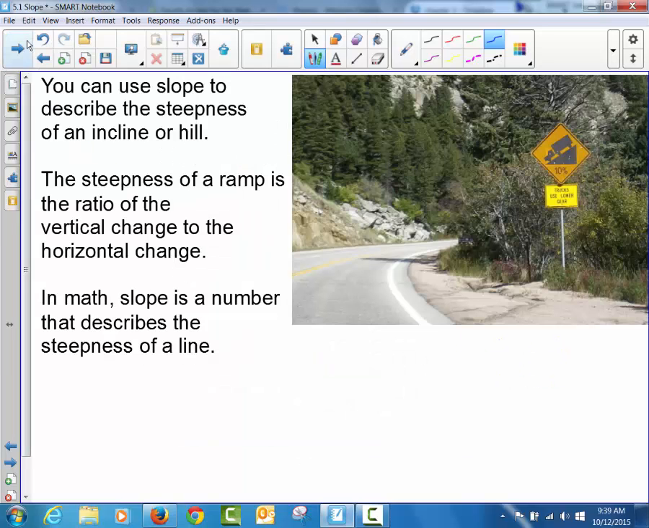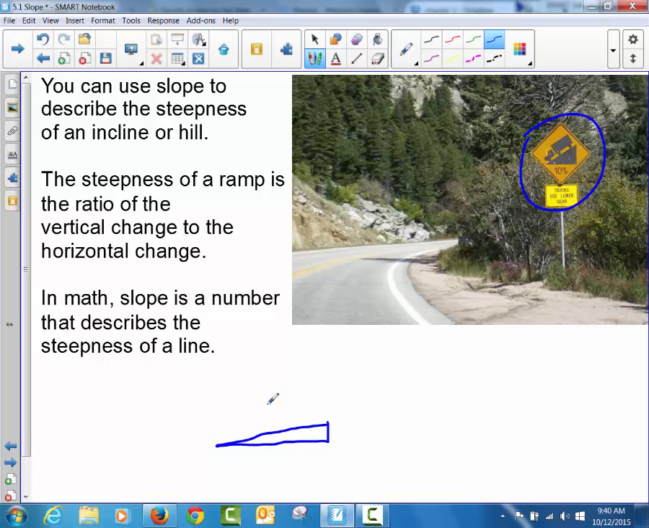You can use slope to describe the steepness of an incline or a hill. Whenever we went on our bicycle ride, it was always a little intimidating to see signs that say the slope is 10%. That doesn't seem like a lot, but what it means is that for every 10 feet you go across, you go up 1. It doesn't seem like a lot until you're on a bicycle. But going down is pretty incredible.